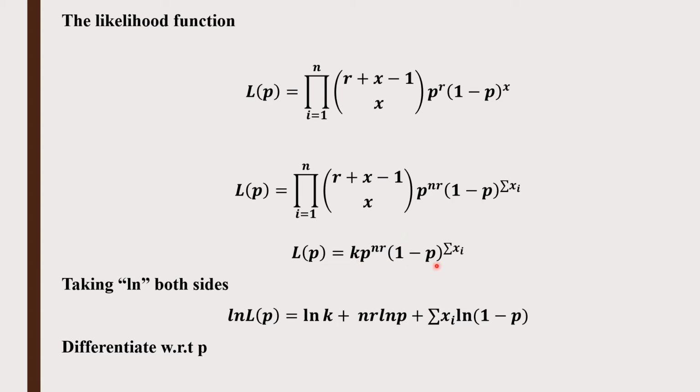Now we will take log both sides to make log likelihood function. We will have ln k plus log p nr will become nr ln p plus log 1 minus p power summation xi will become summation xi ln 1 minus p. Because all of these three terms are multiples of each other, they will be converted to a sum and the powers will be dropped before the log according to the laws of logarithm. Now we differentiate this equation with respect to p to get our estimate.